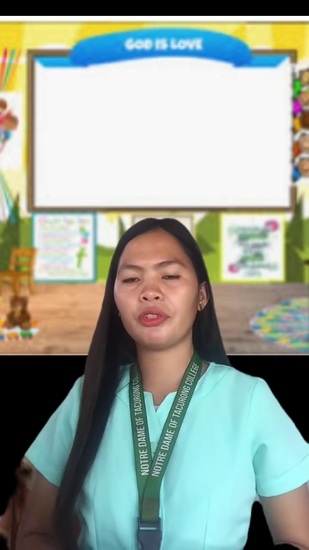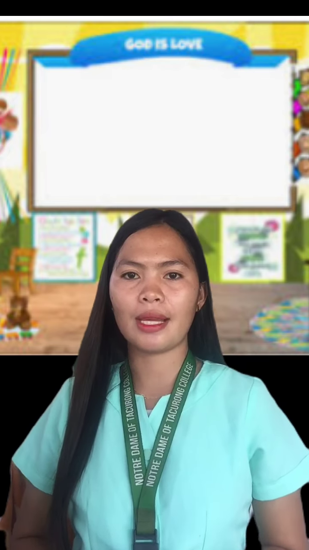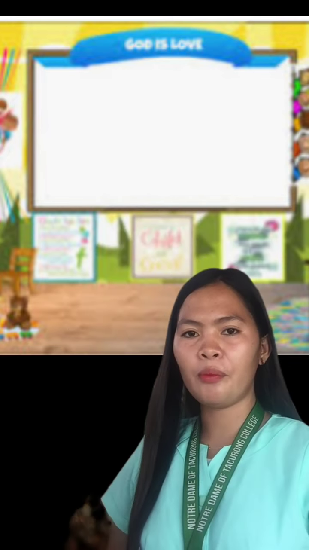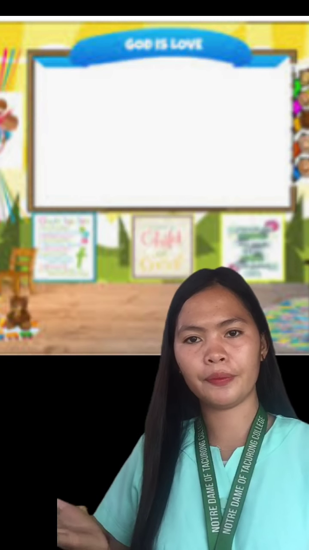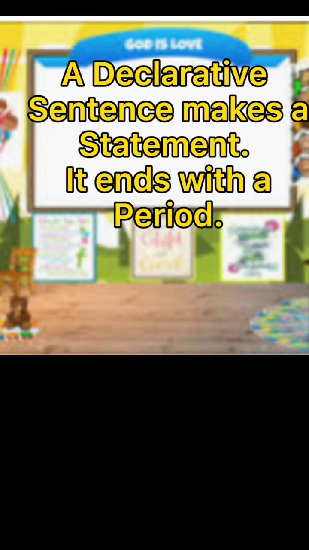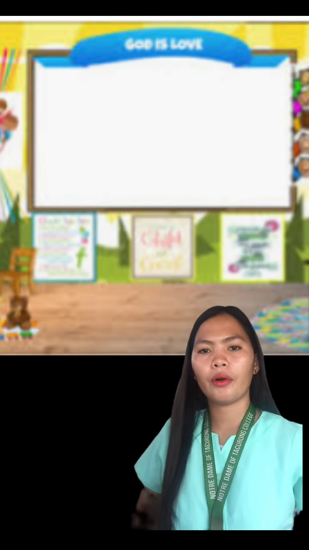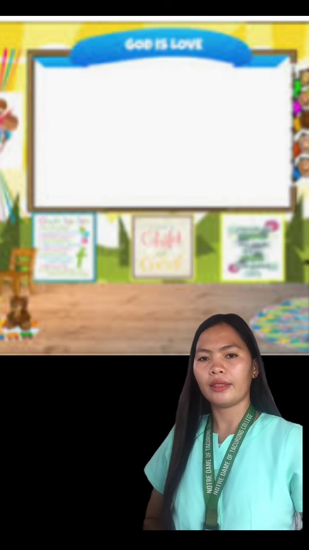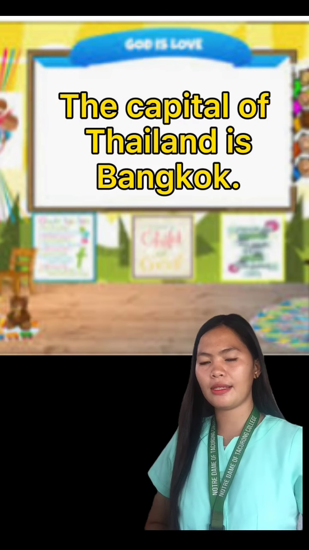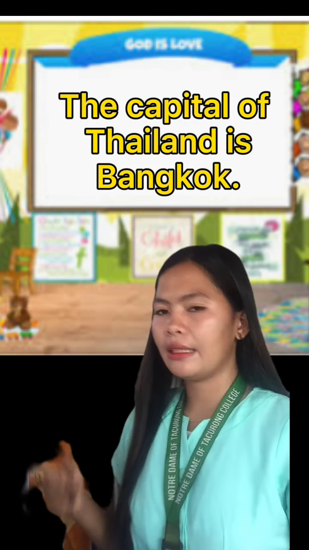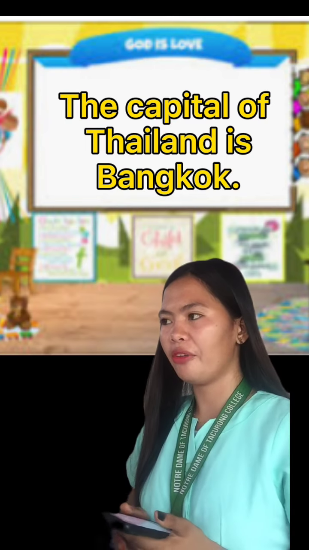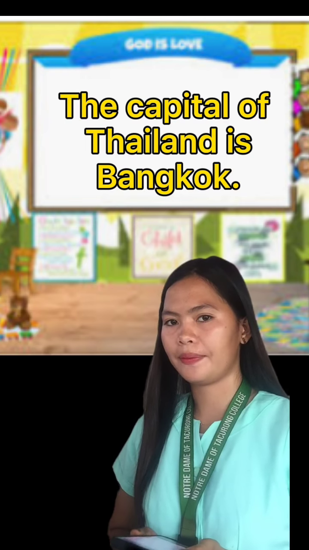Now, let me introduce to you the 4 kinds of sentences. Would someone read these sentences for me? A declarative sentence makes a statement. It ends with a period. Thank you. Now, let's take a look at the example sentences. This one is an example of a declarative sentence.